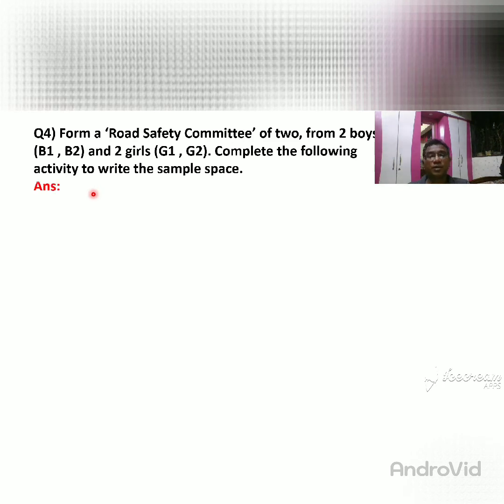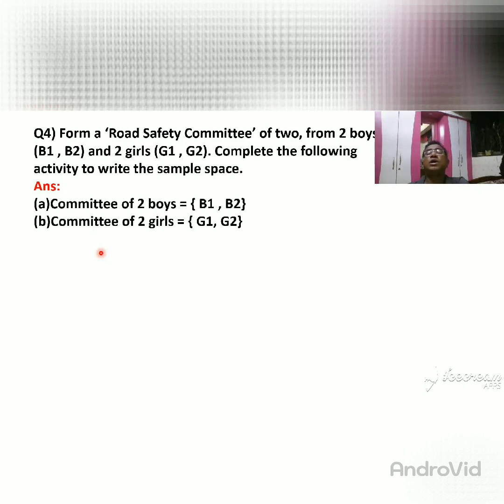So what you understand is, they want to make an RSP committee with the help of two boys. One boy you consider as B1, another is B2, and with the help of two girls. One girl you consider G1, another girl G2. So how can you make the committee? Here it is written two boys, so B1, B2. Then two girls, G1, G2.